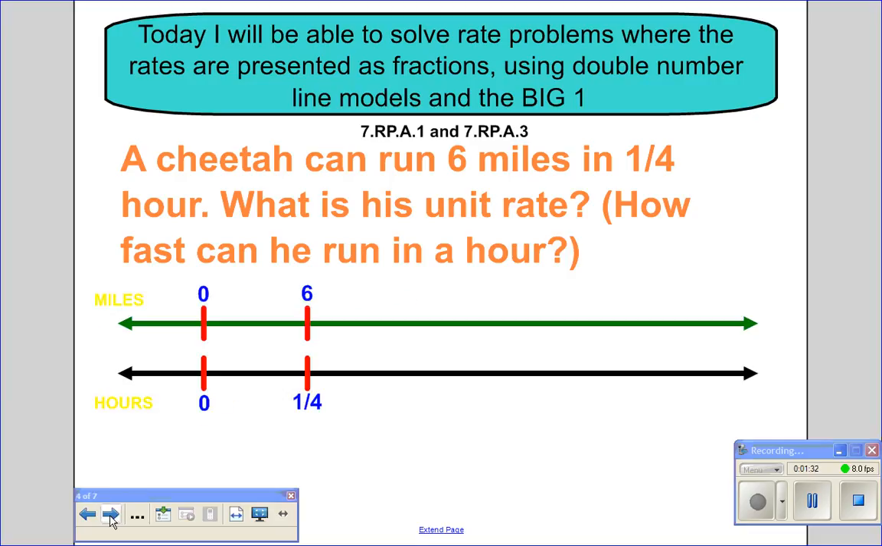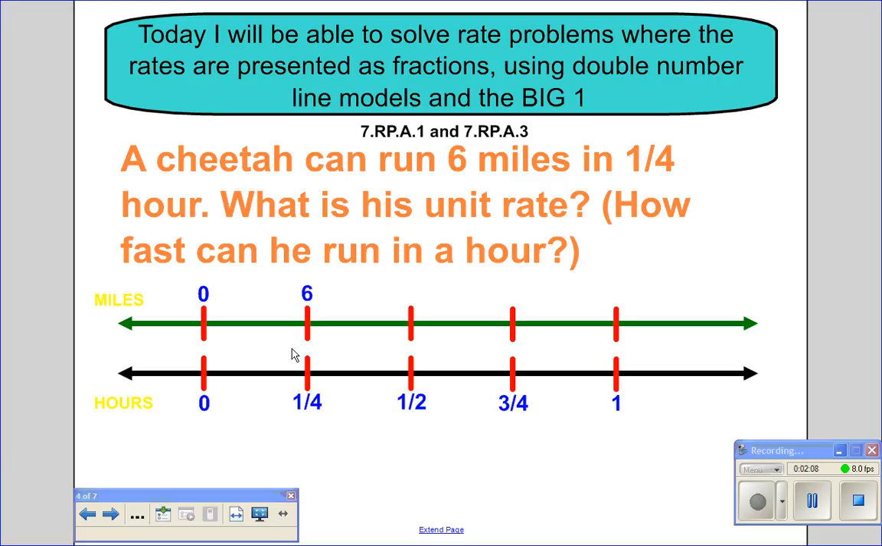Let's use a double number line for this problem. He can run 0 miles in 0 hours. He could run 6 miles in a quarter of an hour. That much we know. If in 1 unit of time, 1 quarter of an hour, he could run 6 miles, then let's break up the hour because we're looking for a unit rate per hour. Let's break it up into units of a quarter of an hour. 2 quarters of an hour is a half an hour, 3 quarters of an hour, and then 4 quarters, 4 over 4, is really 1 hour.